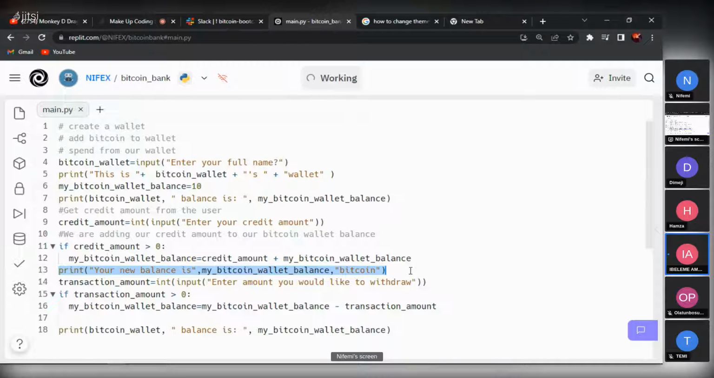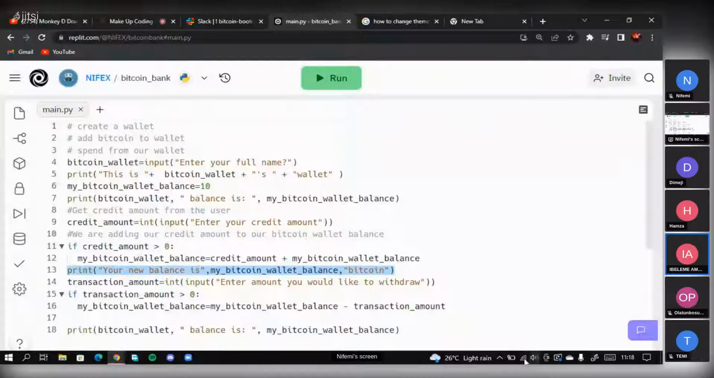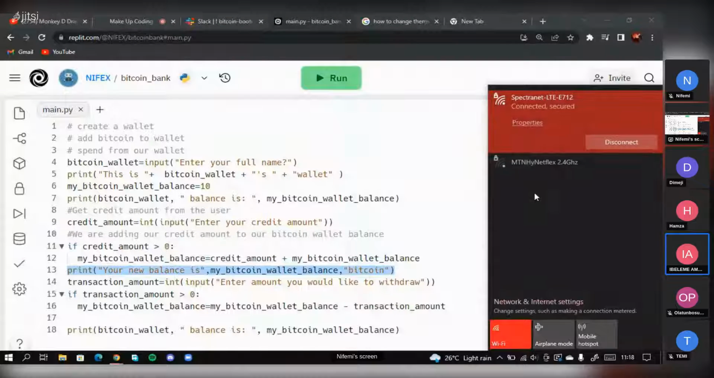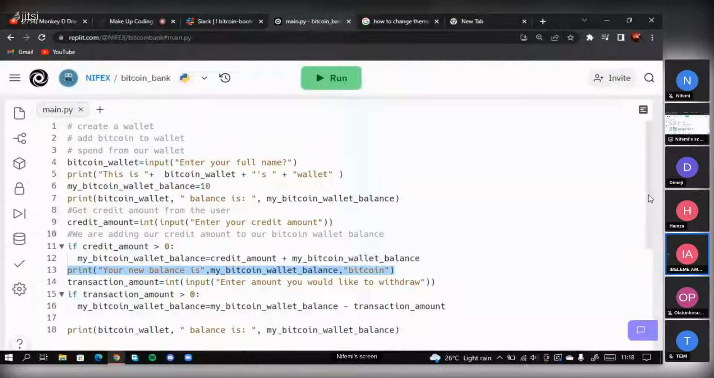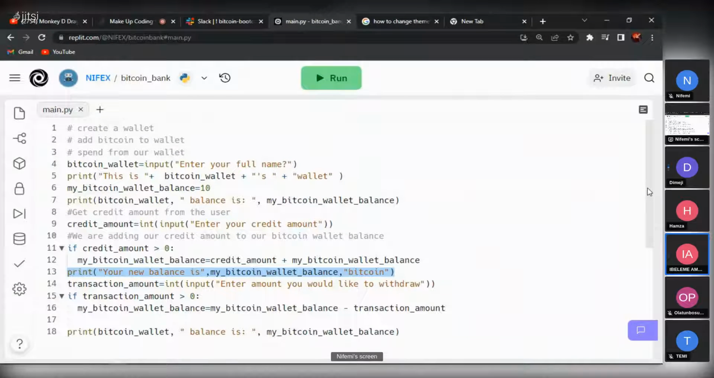Like on line 12, you say credit amount plus my Bitcoin wallet balance. When you're done adding the new amount, maybe you had 2000 and someone now gave you 1000, so you already added it together. You will now print out your new Bitcoin wallet balance amount.